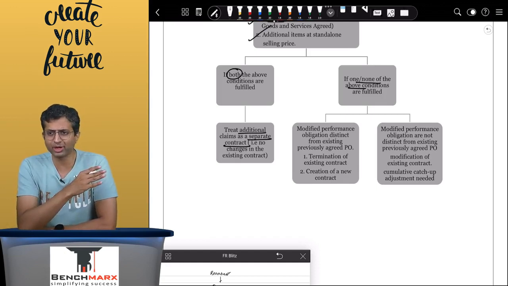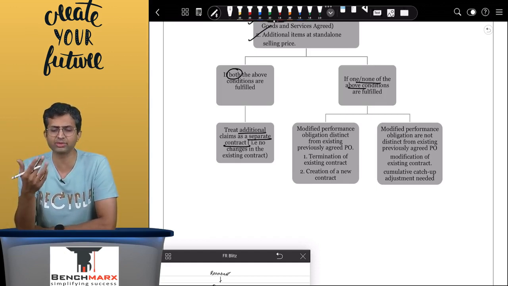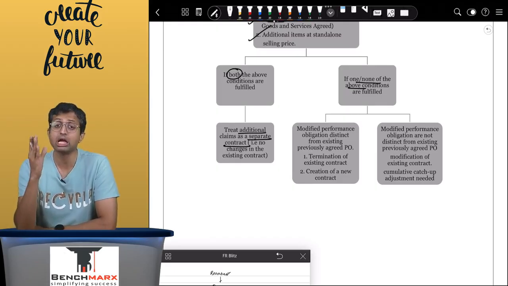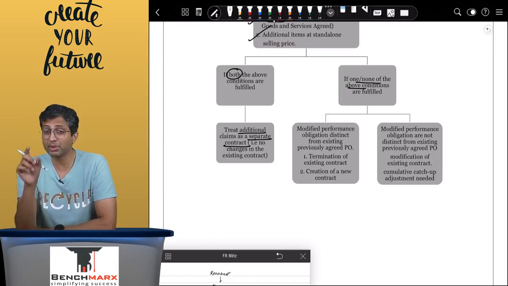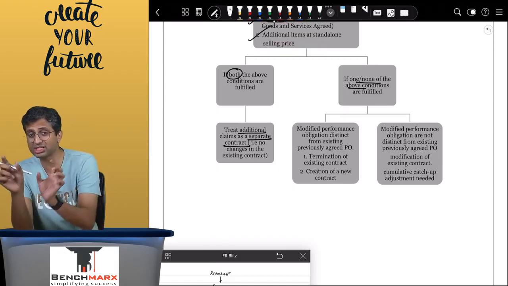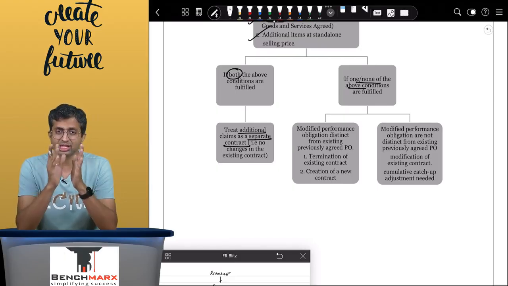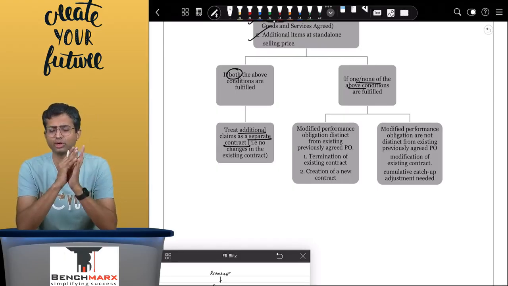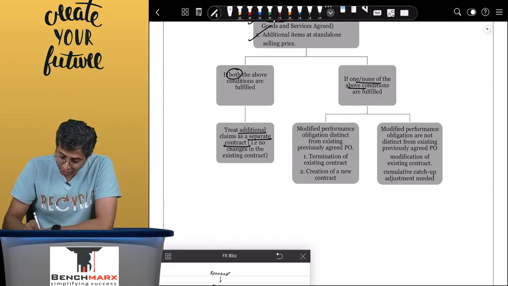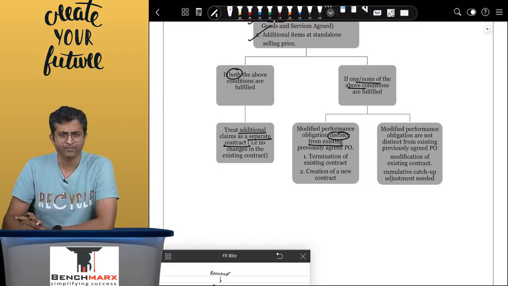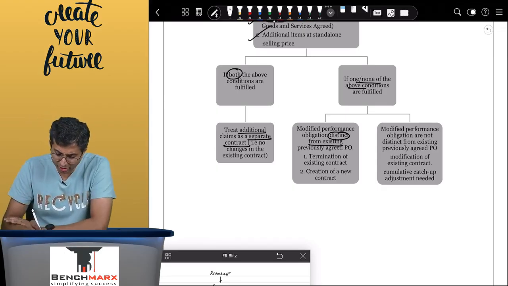Like for example, you might have entered into an annual maintenance contract to provide servicing every month for a period of 12 months. 6 months are over. The remaining 6 months are still remaining. Remember, the remaining 6 months are distinct from the first 6 months. In such cases, the standard says you treat it as a termination of the existing contract and entering of a new contract. So if the modified performance obligation is distinct from the existing promise, then you treat it as if it is a termination of the existing contract.